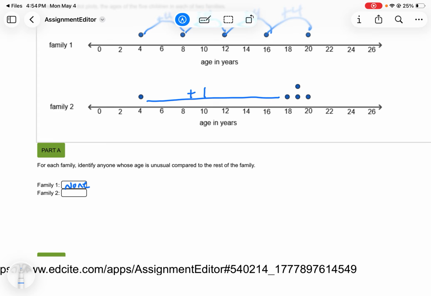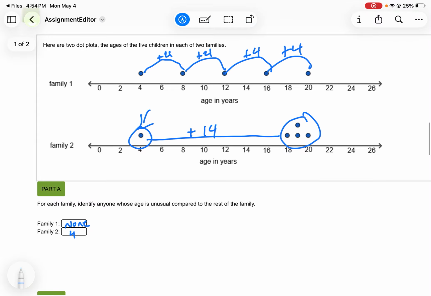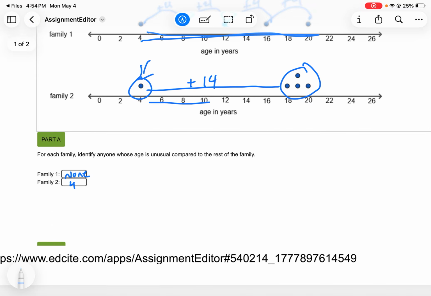That's plus 14. So 4 is the unusual age, because they're all grouped here, but this one's way down here. So they're what's called an outlier. They're very different than the rest. And so there's none that are very different up here because they're all kind of grouped around together. So these are all spaced out evenly. This is not evenly spaced.